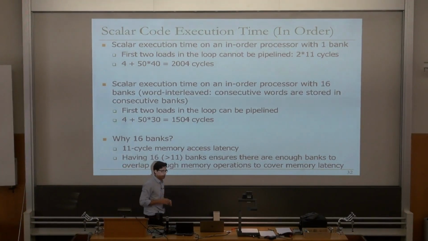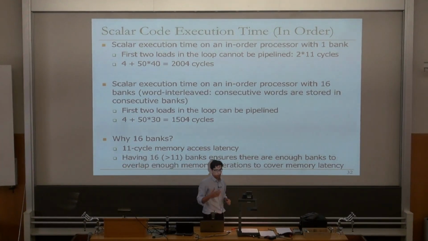That is the number of cycles that is our memory or bank access latency. So that's why we always have to choose a number of banks that is greater or equal to the total number of cycles that we need to access memory.